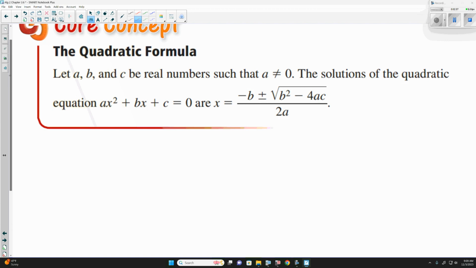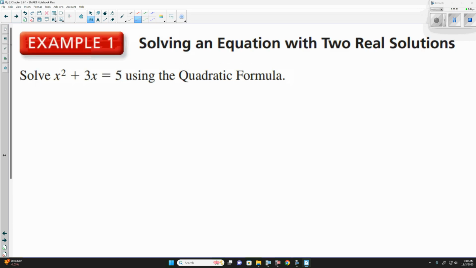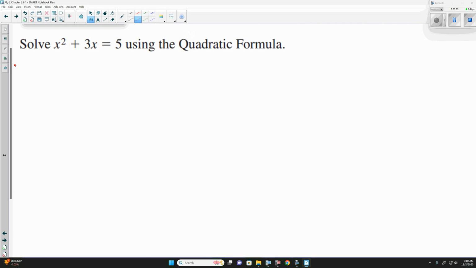If we let a, b, and c be real numbers such that a is not equal to 0, then the solutions for any quadratic equation, ax squared plus bx plus c equals 0, we do have to set it equal to 0, is given to us by this formula here. Negative b plus or minus the square root of b squared minus 4ac all over 2a. So, if we're using the quadratic formula, our x is equal to negative b plus or minus the square root of b squared minus 4ac all over 2a.